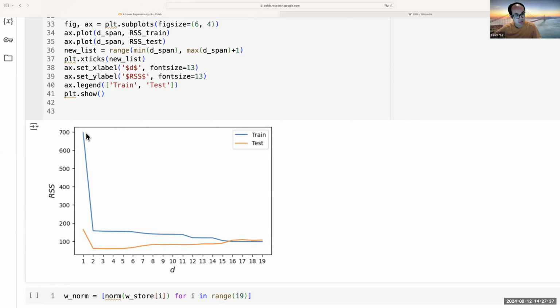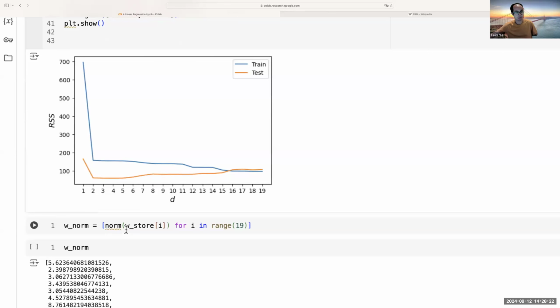You can see this training error, RSS, is always decreasing asymptotically. However, the testing error will start to drop from D equal to 1 to 2, and then gradually start to increase here. So what that means is this testing error, or validation error, actually demonstrates this U shape. We have shown that in the first week of the lectures. And from here, we see the sweet spot of D right here, which should be 2, as we expected.